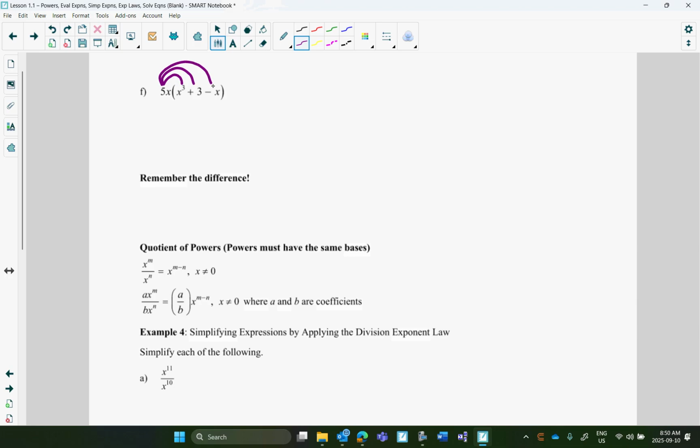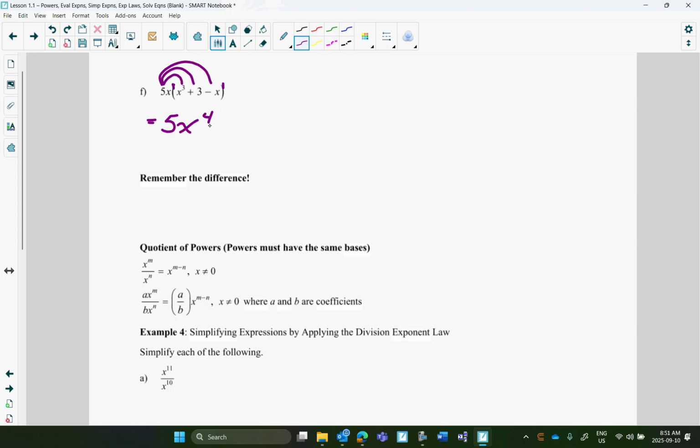And remember, 5x is the same as 5x to the first. X with no exponent is the same as x to the first. So what is 5x to the first times 1x cubed? 5x to the fourth. Remember, you multiply the numbers in front. Only the exponents you add. You don't add the numbers in front.